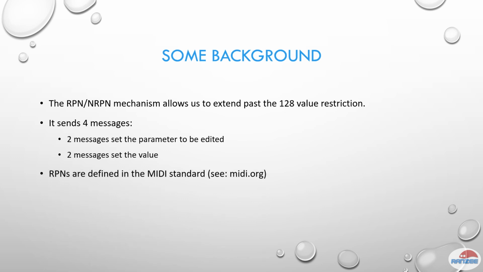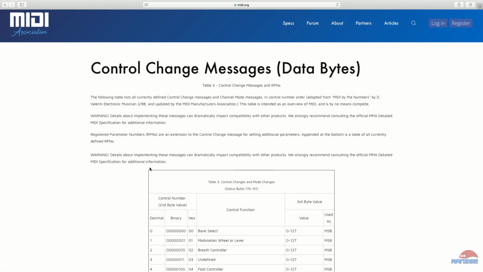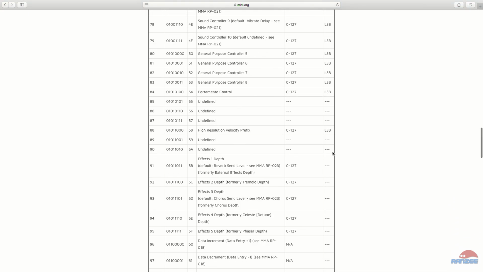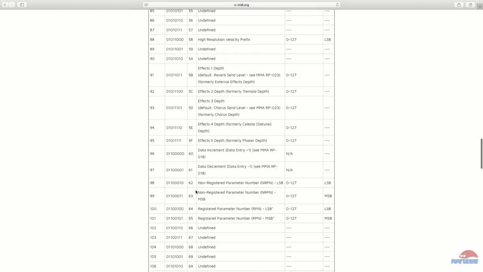Then if we look at the RPN messages, they're all defined by MIDI.org. They're a standard. This is the MIDI.org website, and this specifically is under specs. This is the control change messages section, which is table 3, which shows the MIDI CC and RPN values. Now these are set by MIDI.org, but what we're going to do is show you where the NRPN ones are set. So 98, 99.